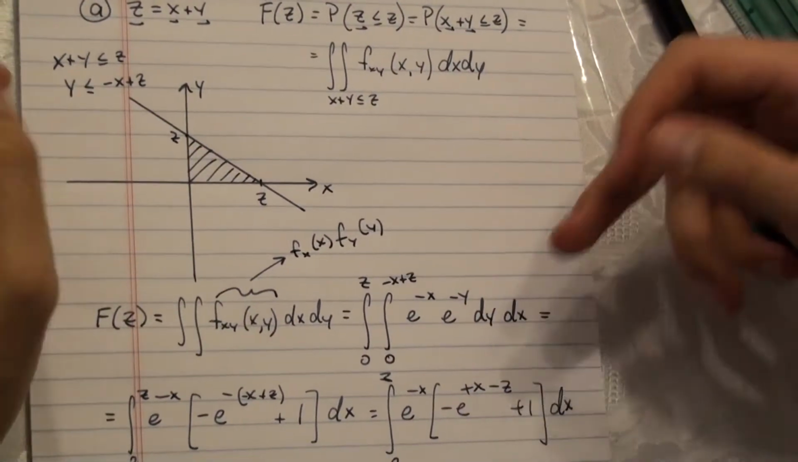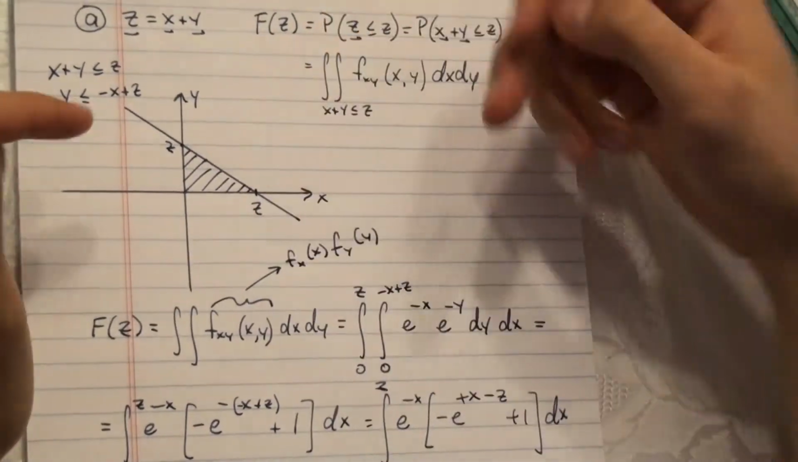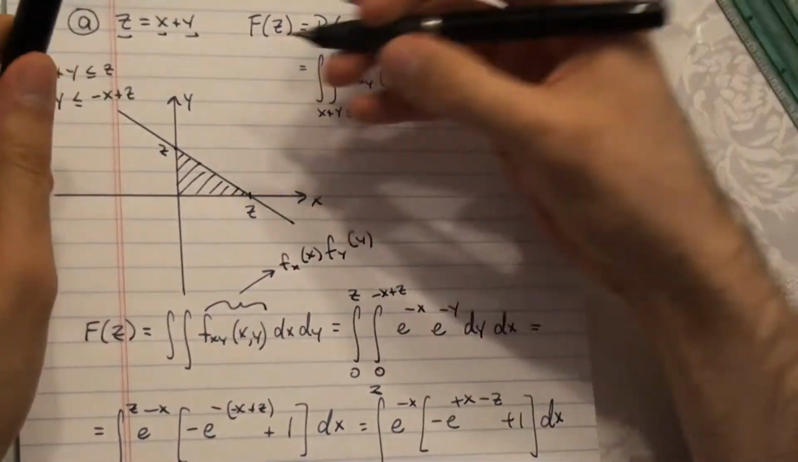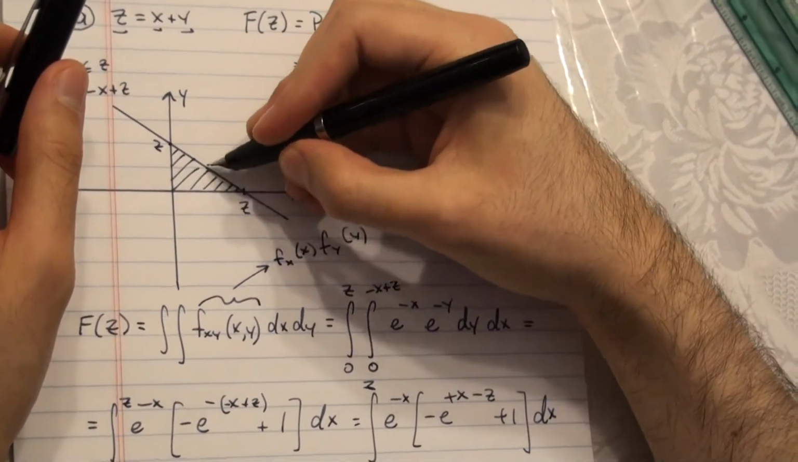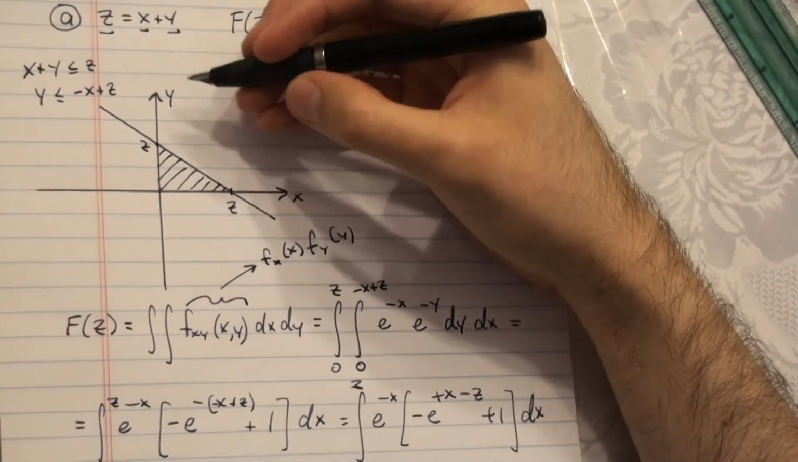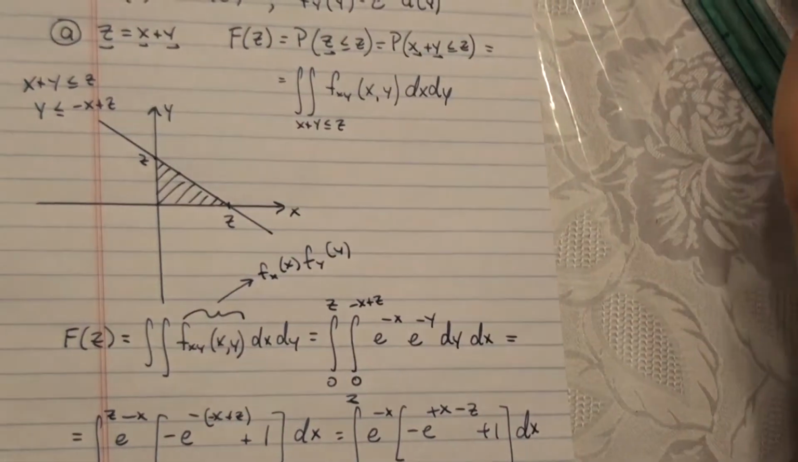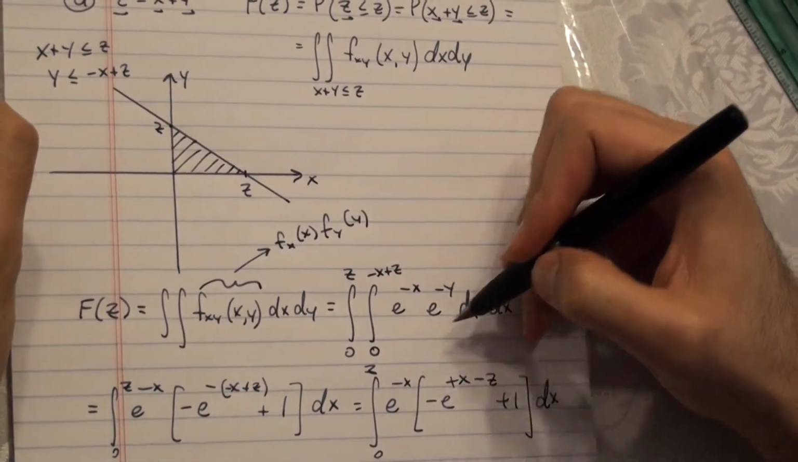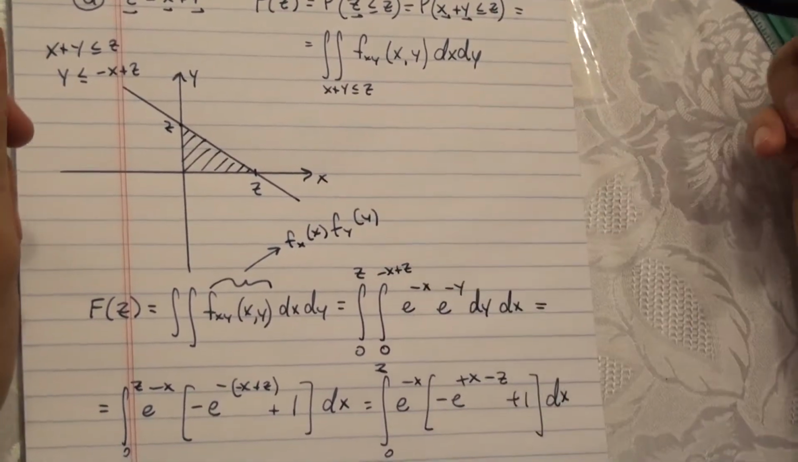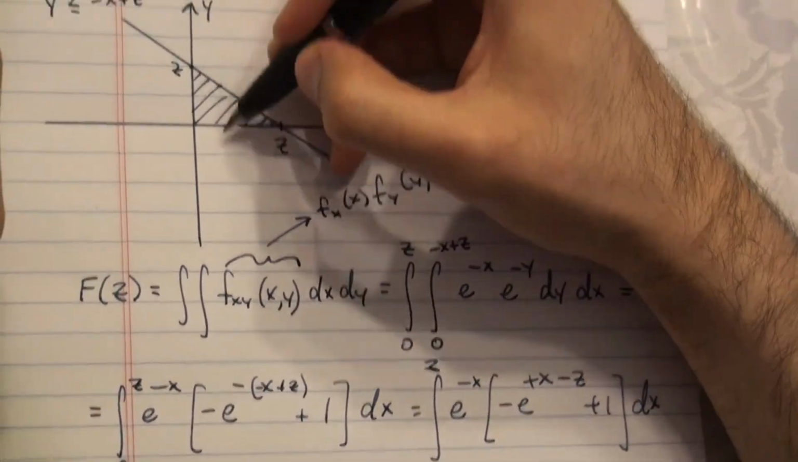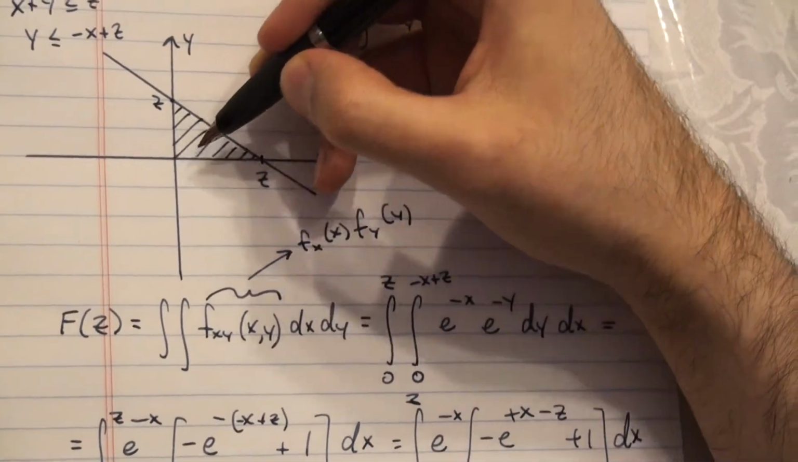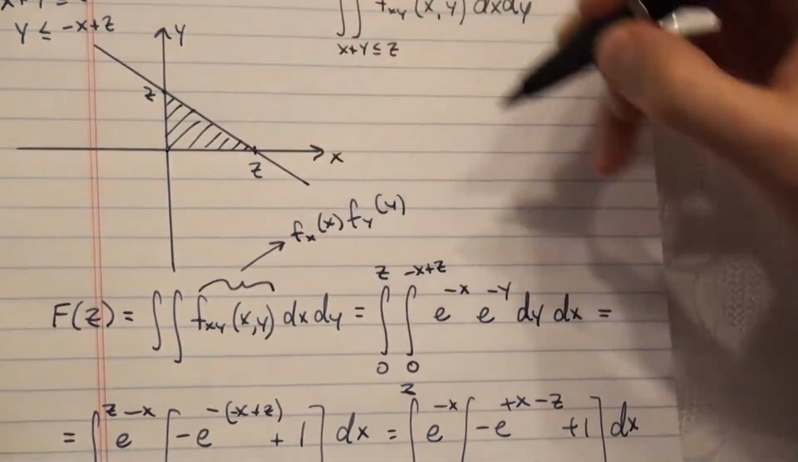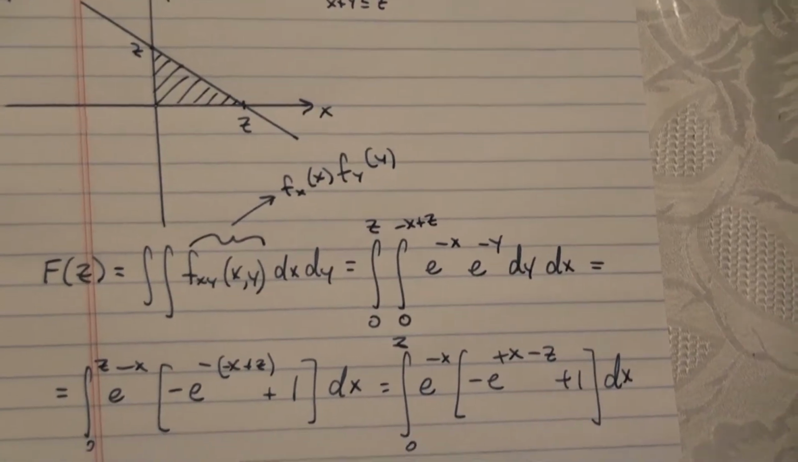Now I drew this picture to help me figure out how I want to integrate this shaded area. First I'm going to integrate with respect to y. Y goes from 0 to this curve, and this curve is y equals negative x plus z. So the limits for the y integral are from 0 to minus x plus z. And then we integrate with respect to x. X goes from 0 to z. So that's why the limits are 0 to z.